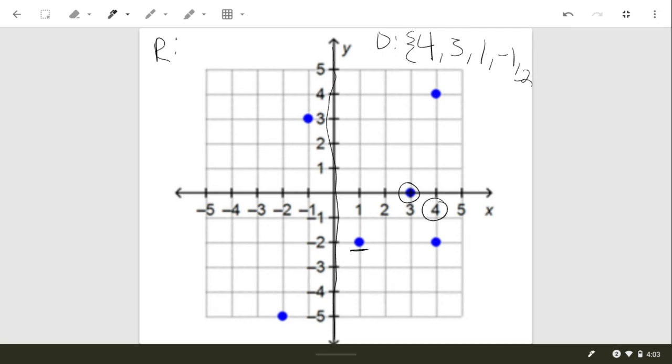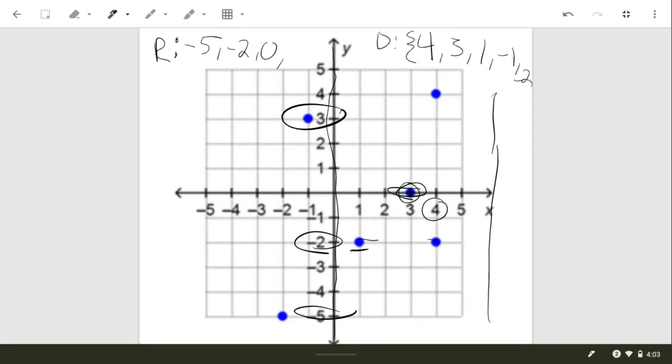The range are going to be those y values. You're looking at the up and down for it. All right, -5, that's in there. -2, that's in there. It's actually there twice. 0 is there. All right, so -5, -2, 0. 3 is in your range. All right. So what I'm doing is I'm kind of looking at it from the bottom upwards, and 4 is also in there.